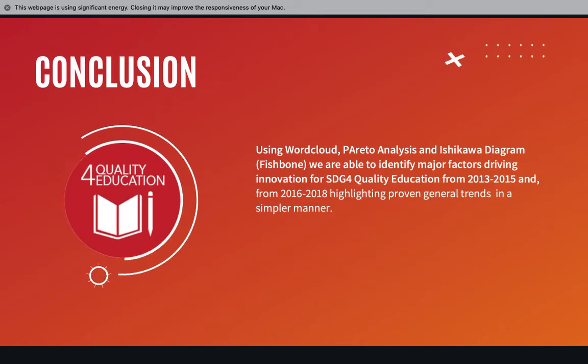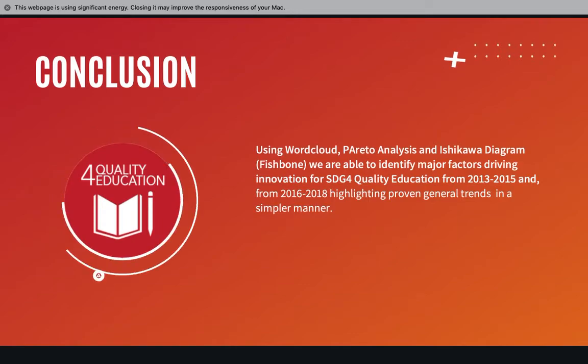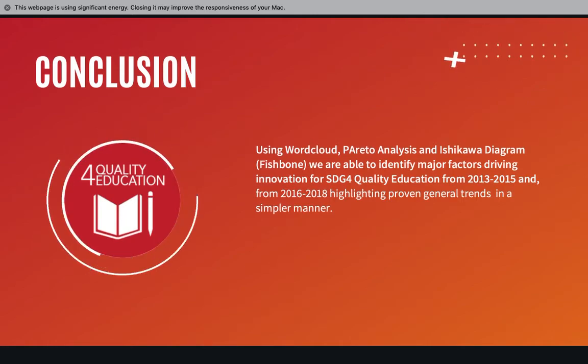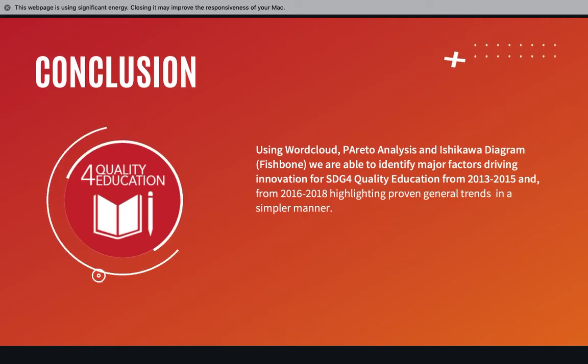Limitations faced in this study were the human interpretation used as a preliminary guide but not as a full-fledged mining tool. The conclusion we have reached based on our study was that using word cloud, Pareto analysis, and the Ishikawa diagram, we were able to identify major factors driving innovation towards SDG number 4, quality education, within the two ranges of 2013 to 2015, 2016 to 2018, by highlighting proven general trends and terms in a simpler, less computationally intensive manner. Hopefully this less computation intensive yet data-driven approach with human input can serve as a rough guide for further mining with other models and methods.